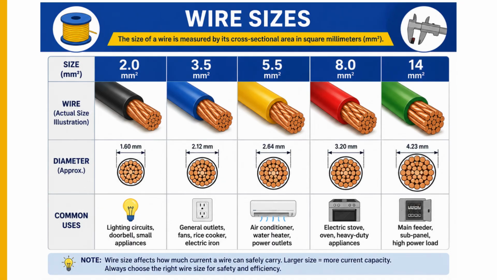circuit breaker. 8.0 square millimeters. This size is used for feeders and heavy-duty equipment and is protected by a 40 ampere circuit breaker. 14 square millimeters. This is commonly used for service entrances and is protected by a 60 ampere circuit breaker. Conclude: as wire size increases, its current carrying capacity also increases.